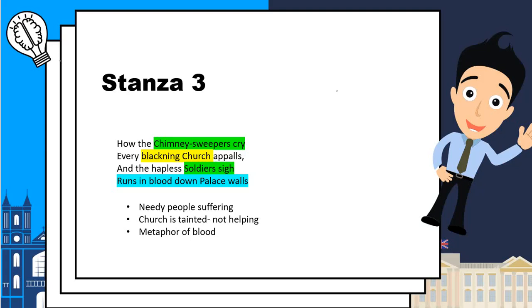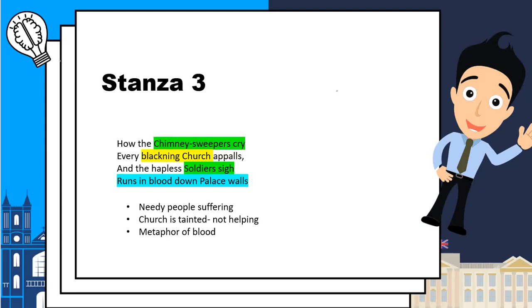Interestingly, he calls the church blackening: blackening church appalls. Now, he says that just in the line below chimney sweepers. We would expect the word blackening to be used with chimney sweepers, but he doesn't. He puts it in the line below with blackening church. That is used to emphasize how dirty and how black the church is. And that's a metaphor that the church is not helping, that it is letting the people become oppressed. We would expect the church to help. Blake thinks it's not.